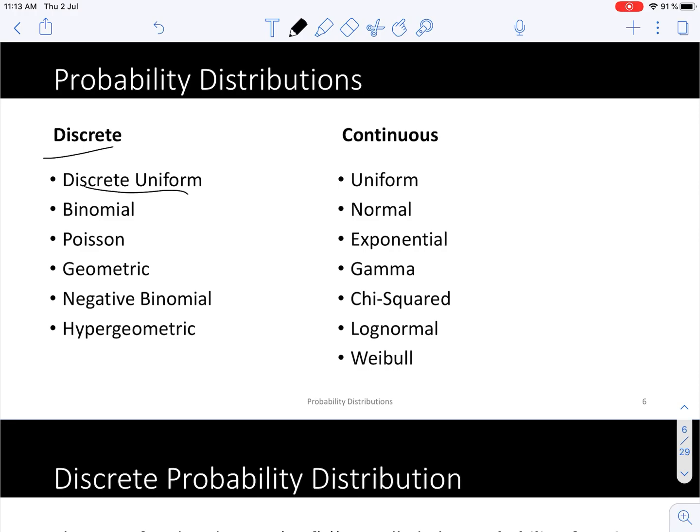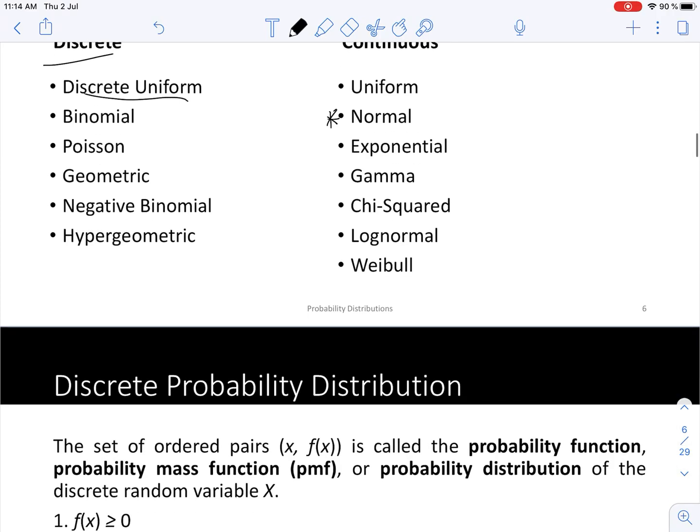In the case of the continuous probability distributions, the most popular probability distribution in statistics is the normal distribution. It's like the most common probability distribution out there. A lot of models actually rely on the assumption that the data follows a normal distribution. And there are other probability distributions such as exponential, gamma, chi-square, log normal, and Weibull, and we will go over most of them.